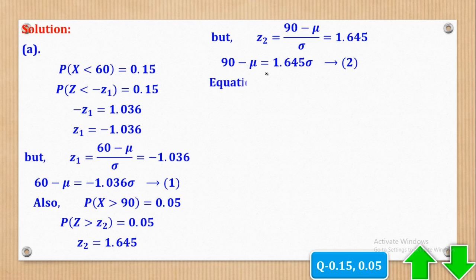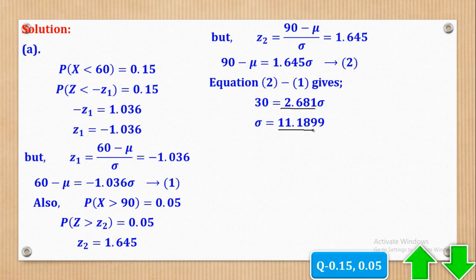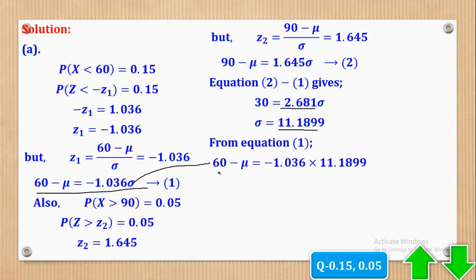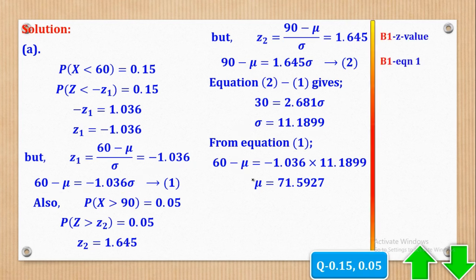Then I have to solve those two equations by subtracting 1 from 2 to come up with 30 equal to 2.681 sigma. Therefore sigma, which is the standard deviation, is 11.1899. Then I can use either equation 1 or equation 2. If I use equation 1 and substitute for sigma, I'll come up with that step, meaning that mu is the only unknown. Therefore mu is 71.5927. Therefore the standard deviation was this and the mean is that. So basically that's what they wanted in part A.